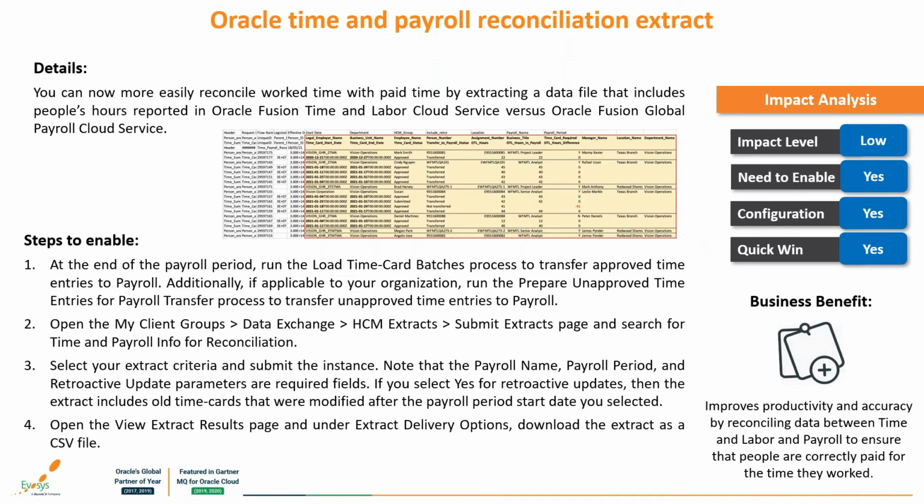The next feature that we have here is Oracle Time and Payroll Reconciliation Extract. So post the 21D upgrade, reconciliation of payments processed in payroll versus the time cards in OTL will become very efficient. What you need to do is navigate to the submit extracts task and find the time and payroll info for reconciliation extract. When you run this extract, a report will be generated for you which you can use for your analysis.